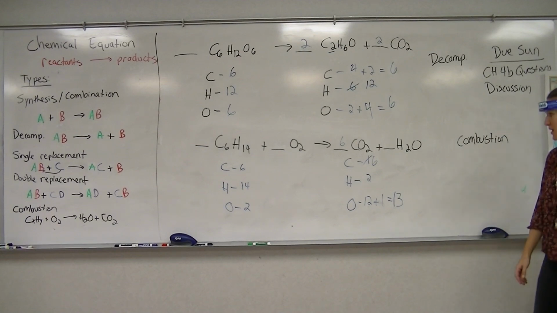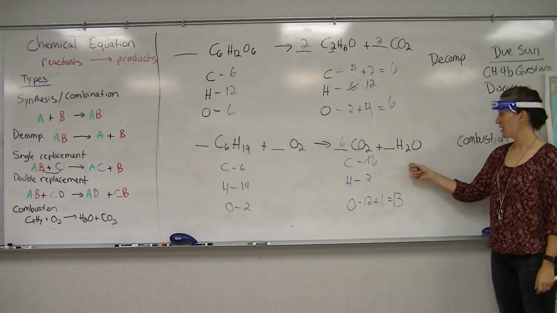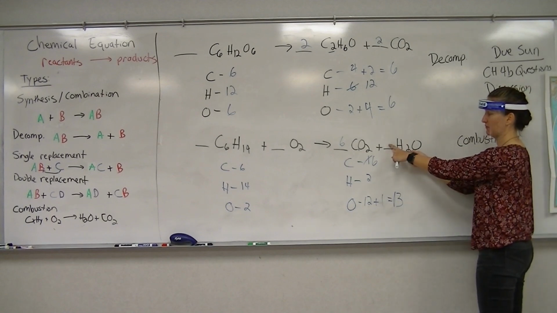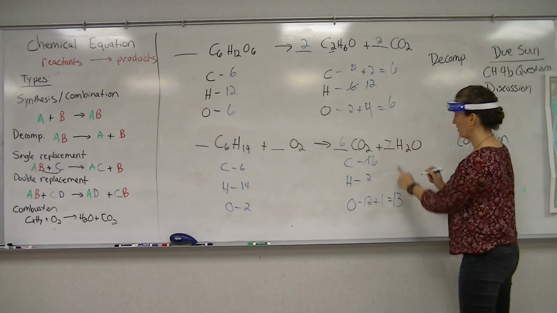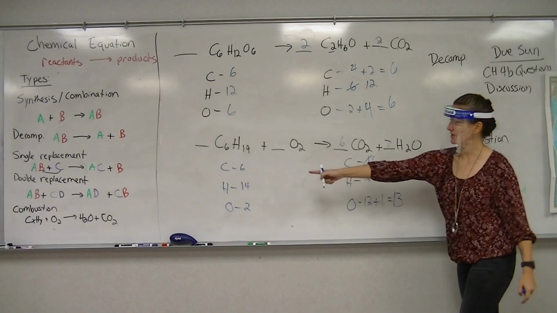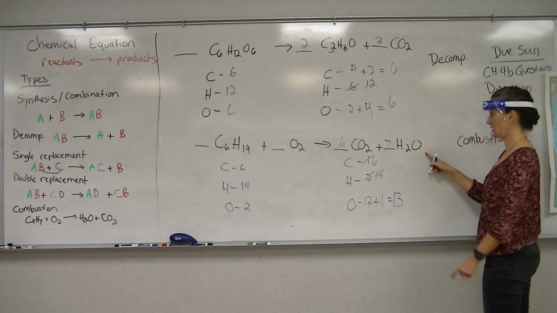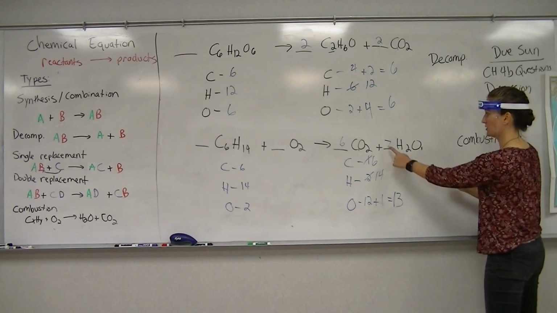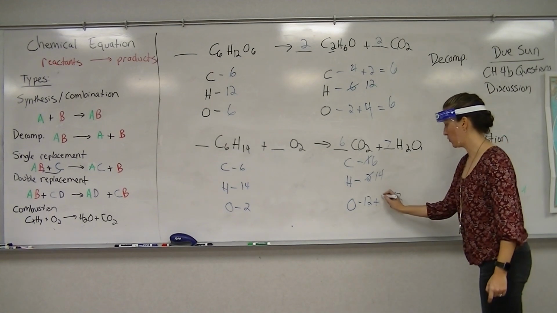Let's just move down the line. Let's do hydrogen next. I got 14. I need 14. Notice I have a subscript of 2. So what times 2 is going to give me 14? 7. So if I put a 7 here, 7 times 2, I now have 14. So they're the same. My oxygen is going to change too. So 7 times, and there's a subscript of 1 after the oxygen. So 7 times 1 is changing the second one here from a 1 to a 7.